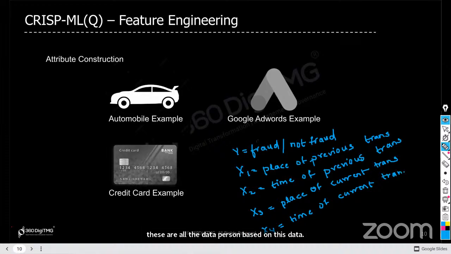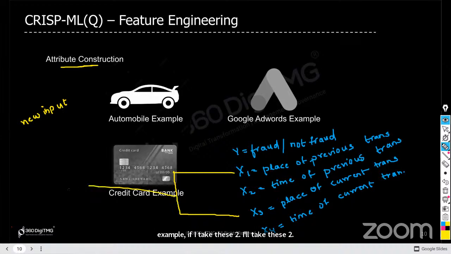Now, based on the inputs which are already there, I'm going to create a new input. If I create a new input from already existing inputs, that concept is called attribute construction. So what can I create newly from these existing ones? Suppose I take these two columns and create a new column.